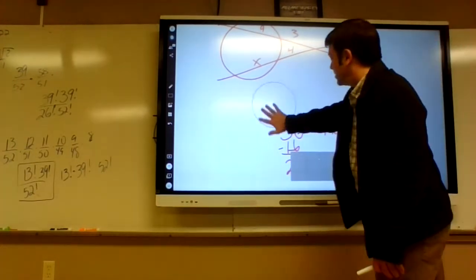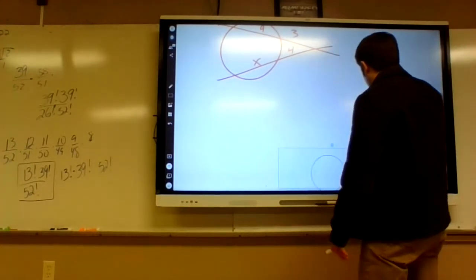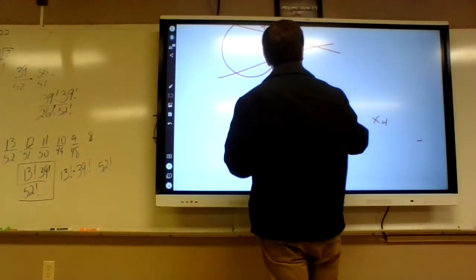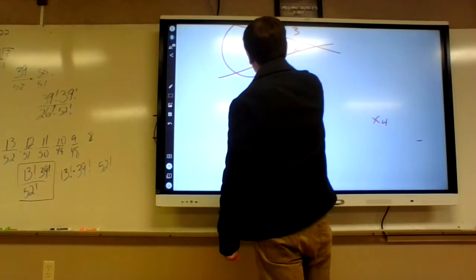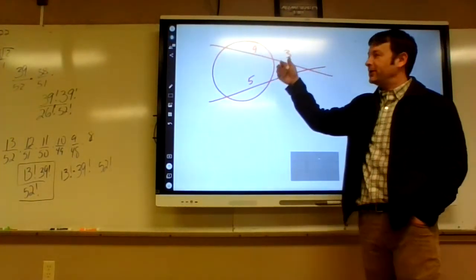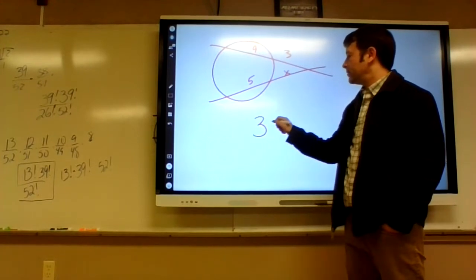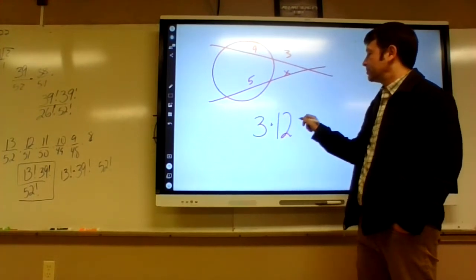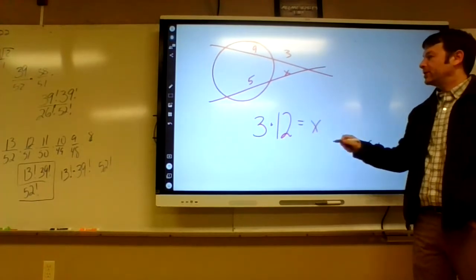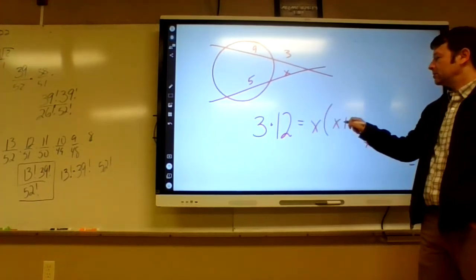Okay, let me show you the harder version. That was the easier kind. Let's do the harder kind. That's when the x is out here instead of in here. On the top, what's the outside and what's the whole thing? 3 and 12, the same thing as before. On the bottom, what's the outside? What's the whole thing? X plus 5.